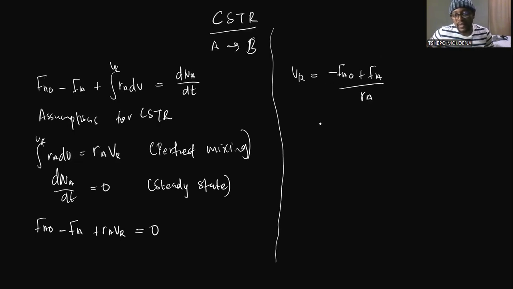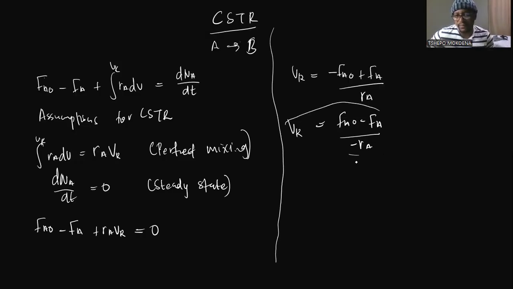So to eliminate that, I'm going to take this negative out and put it on RA. So we have VR equals FA0 subtract FA, divided by negative RA. I took my negative outside, and I'll take it to negative RA to show that this is the rate of reaction for the reactant. So it's negative because we are referring to the reactants. So then we are done. This will be our design equation.